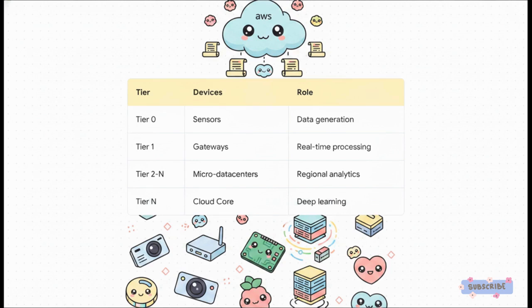Step up a level, and Tier 1 is your near edge. These are your network gateways, or say a cluster of Raspberry Pis handling real-time sub-millisecond processing. Moving higher, Tiers 2 up to N-1 are the intermediate layers, like micro data centers doing regional analytics and short-term storage. And finally, sitting at the absolute peak is Tier N, the cloud core. Those massive server farms handling deep learning and permanent historical storage.